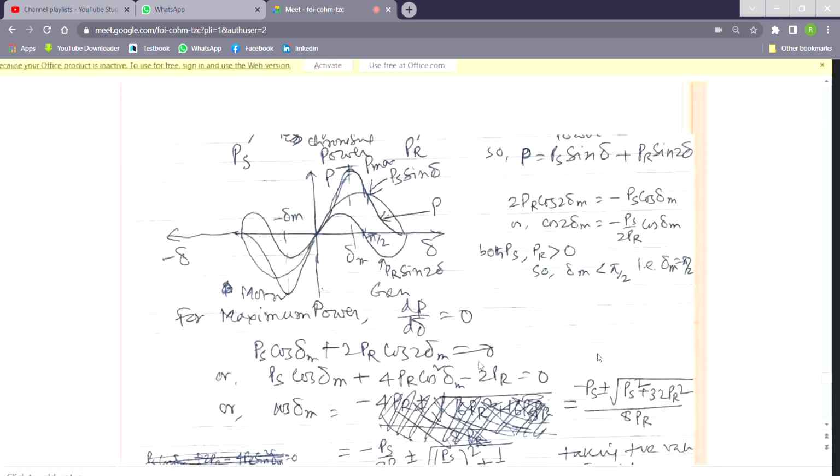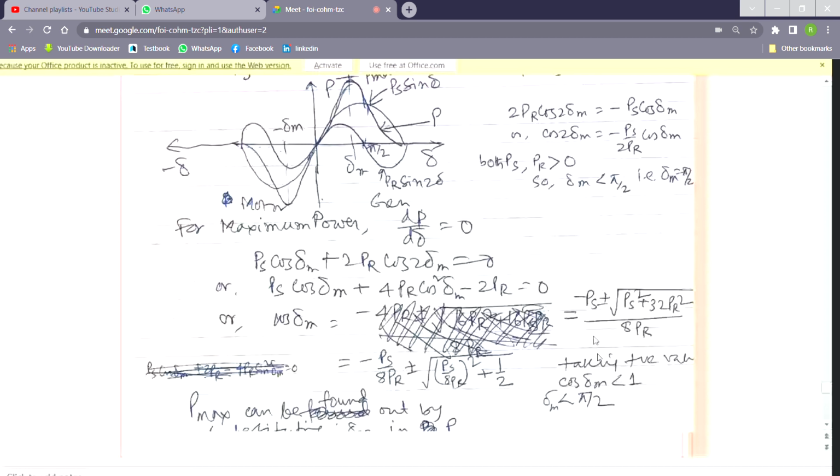Another way you can see it is from this equation. When you see the cos of delta m value, it is minus Ps plus minus the square root of Ps square plus 32 Pr square, divided by 8 Pr. Here you take the positive value, otherwise the magnitude of cos delta m will be greater than 1, which is not valid. So taking the positive value, you can find that delta m will always occur at a value less than pi by 2. That can be proven. The maximum power occurs at a value which is less than pi by 2.